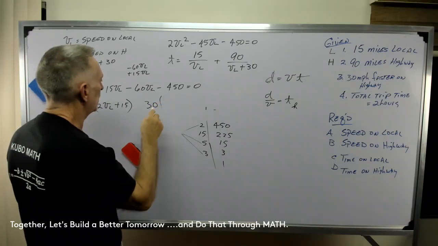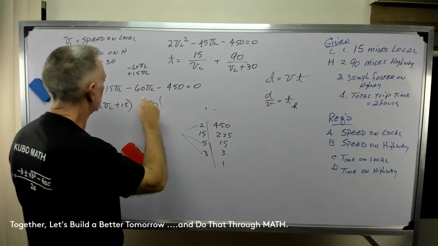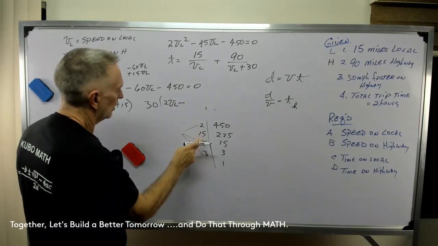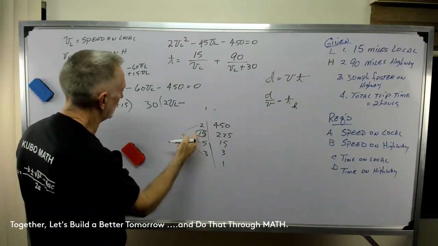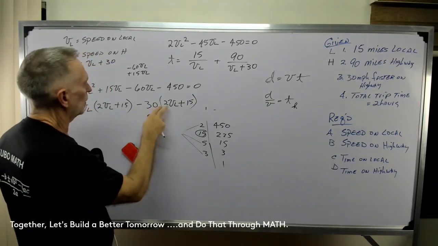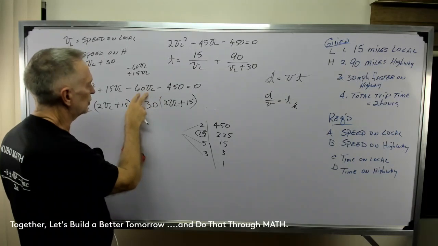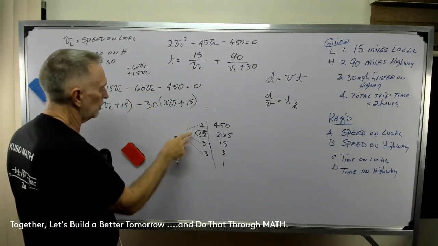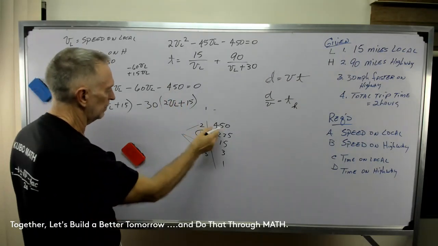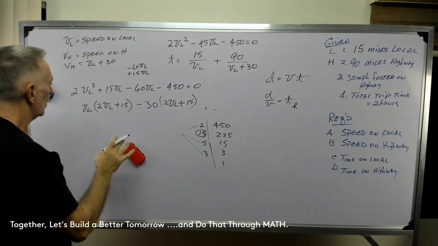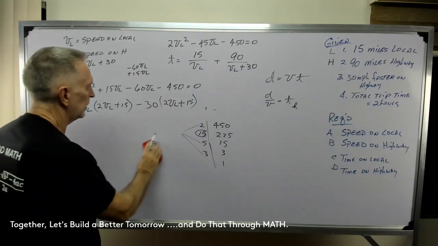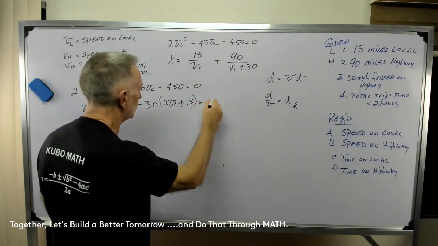And that would give me 2 V sub L, and it would be this 30 times 15. So plus 15. So let's see if that's right. Negative 30 times 2 VL gives me minus 60 VL. Minus 30 times this positive 15 gives me a negative 450. Okay? That's a nice tool to be able to look at what factors you may be able to reduce to. So all of that equals 0.